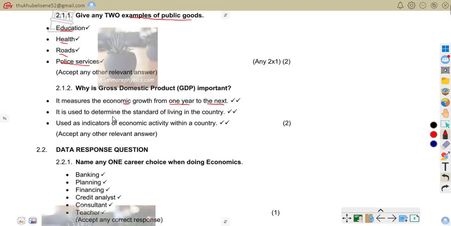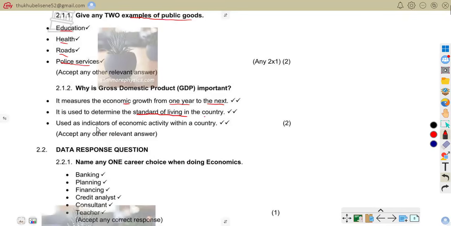Also, it is used to determine the standard of living in a country. Meaning to say, it determines the standard of living in a country by making sure that, like to say, higher GDP usually means people earn more and can afford better living conditions. That is that. For example, countries with high GDP often have better housing, healthcare, as well as education. So that's what it means.